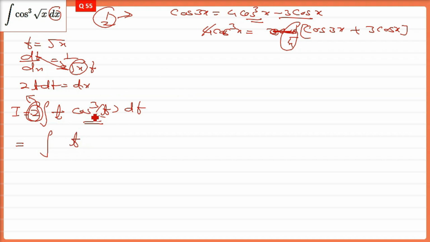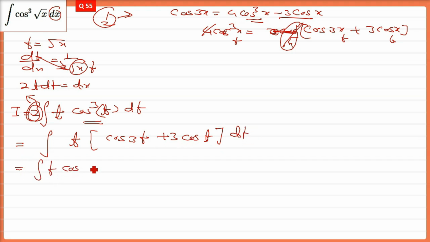The other things will become like this inside the integration of t. If you place this x as t, this cos cube t will be cos 3t plus 3 cos t. Remember, we have already dealt with half and 2, so that is 2 and 1 by 4, but it just became half. So now I am separating these two terms: integration of t cos 3t plus 3, which I am taking outside, t cos t. These two separate terms I will be integrating and adding later on. So this let's call a, this let's call b.